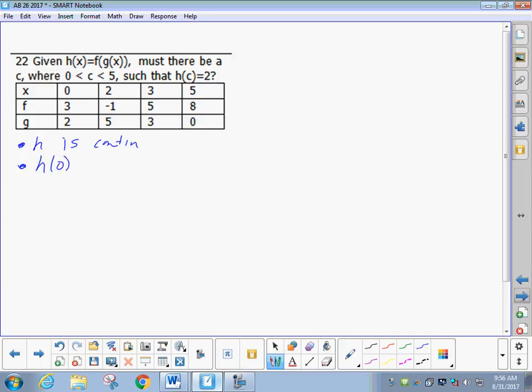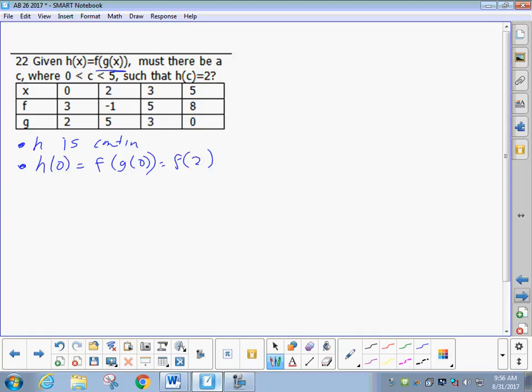One endpoint is H at 0. Now this you have to kind of follow it through. Here's what H does. It takes G at a point, figures that out, and then puts that into F. So at 0, I'm going to put 0 into G, take that result and put that into F. What's G at 0?